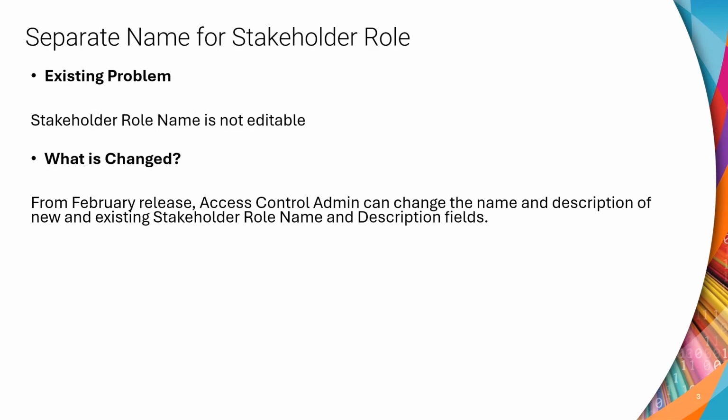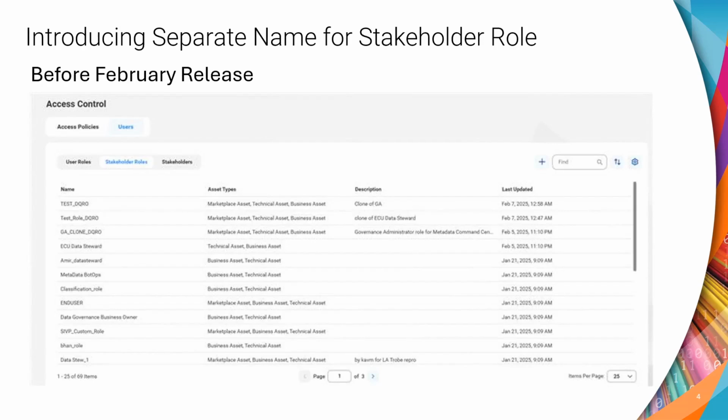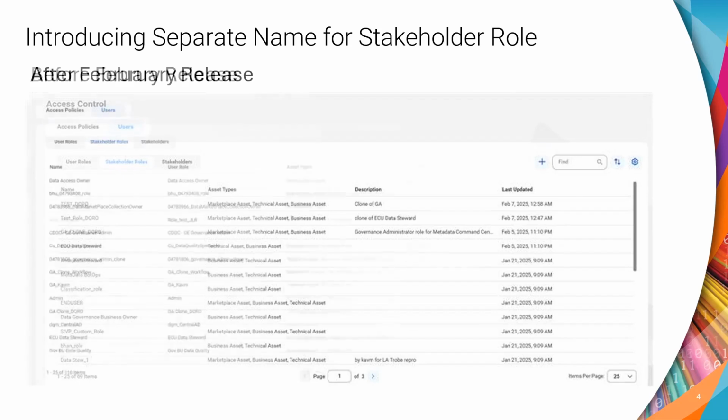Before February release, stakeholder role cannot be editable. If users created a stakeholder role on top of user roles, the name of the stakeholder role still remains the same as the user role. From February release, users are able to change the name and description of the existing and the new stakeholder roles. We have introduced a new column called name in the stakeholder roles. Earlier we didn't have that column.